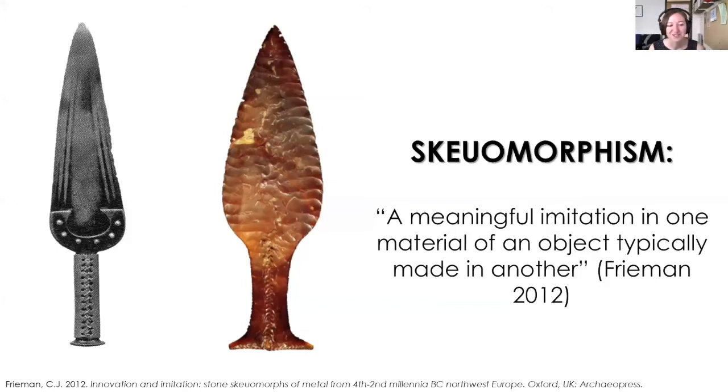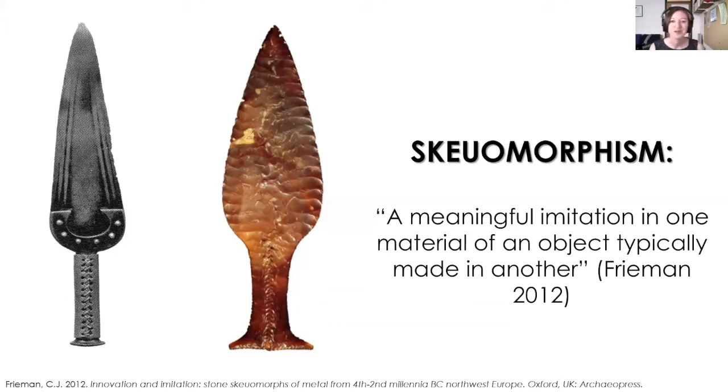So as Chris noted, I started my research looking at skeuomorphism, which after a lot of work, I came to define as a meaningful imitation in one material of an object made in another. And amongst the materials I looked at that were thought to be skeuomorphs were these beautiful flint daggers. There are a lot of flint daggers from Europe. There are tens of thousands of them.